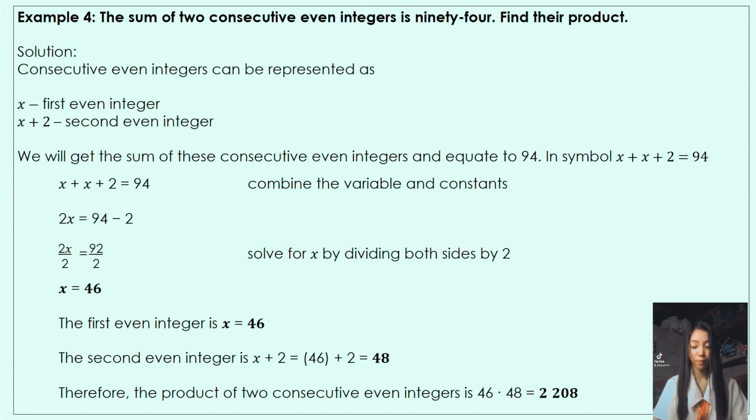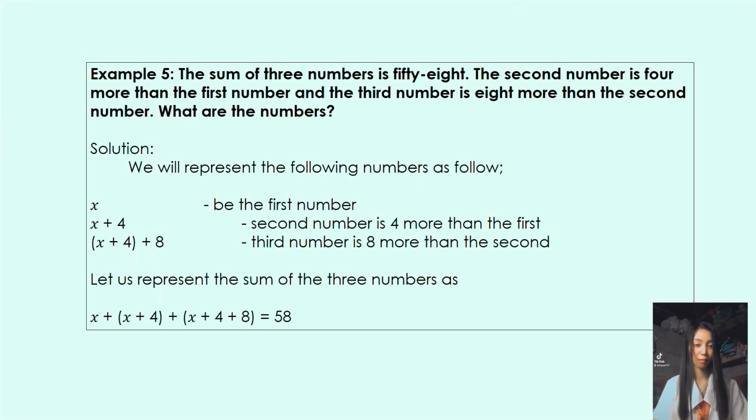Solve for x by dividing both sides by 2. x equals 46. The first even integer is x equals 46. The second even integer is x plus 2 equals 46 plus 2 equals 48. And therefore, the product of the two consecutive even integers, 46 times 48, is equal to 2208.